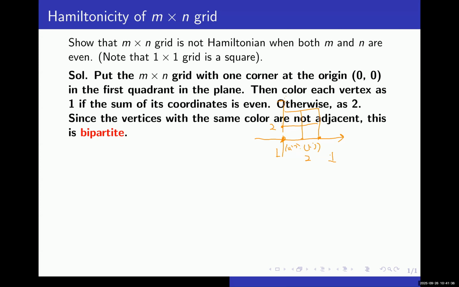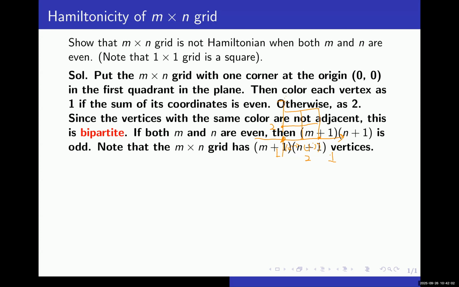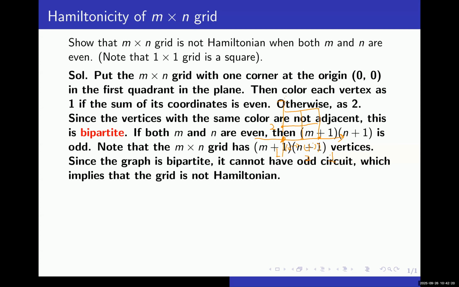And now, because m and n are even, we can easily see that (m plus 1) times (n plus 1) is odd, because m plus 1 is odd and n plus 1 is odd. And the m by n grid has (m plus 1) times (n plus 1) vertices. So this graph has an odd number of vertices and is bipartite. So this cannot be Hamiltonian.